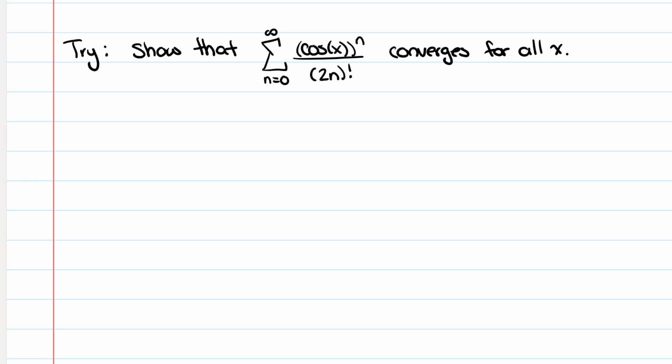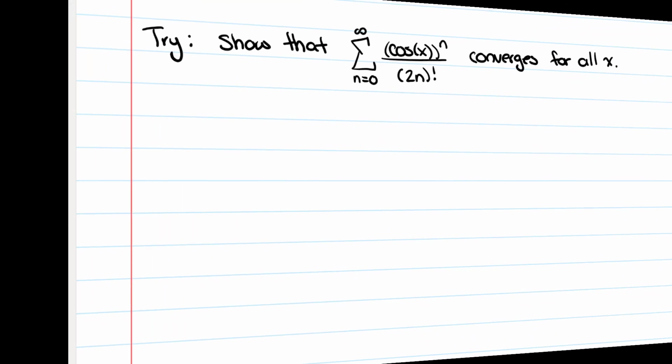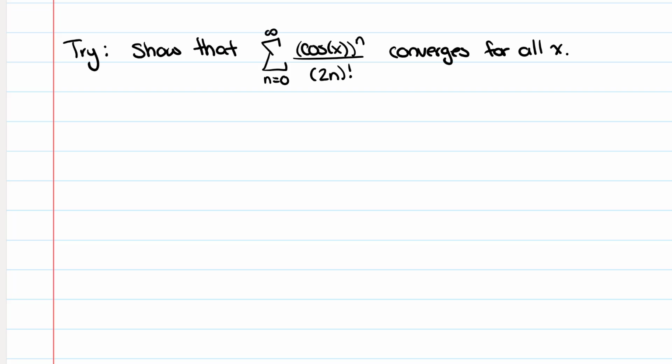Now on your own, I want you to show that the summation from 0 to infinity of cosine of x to the n power divided by 2n factorial will also converge for all x. Okay, so what we're going to want to do here is first identify that the numerator changes from positive to negative. So a good tip for this one is to use that absolute value. So the next step is to bound it, and I'm going to say this is less than or equal to, well, for the numerator 1, because cosine of x is always less than or equal to 1.